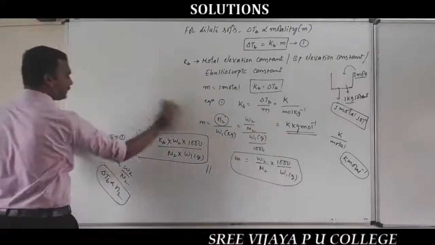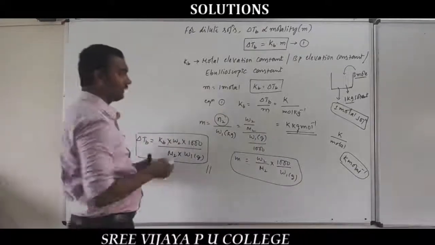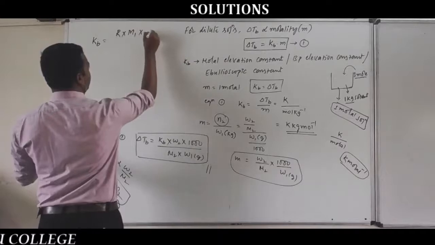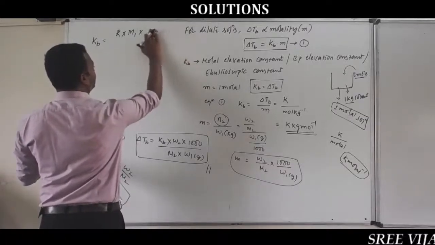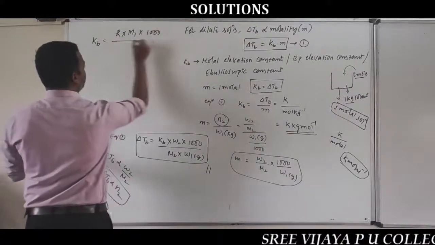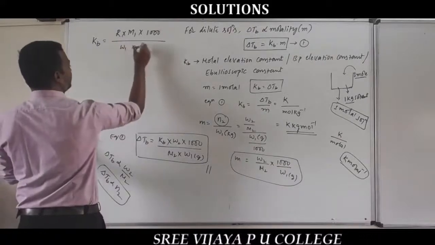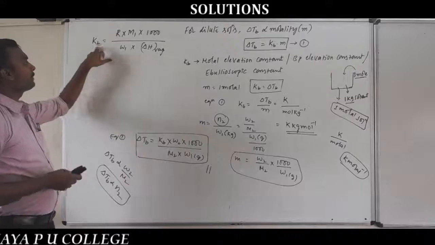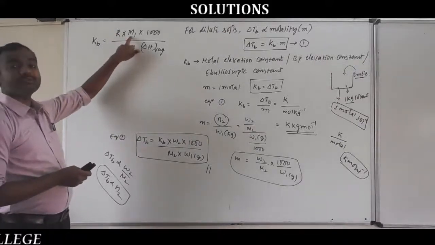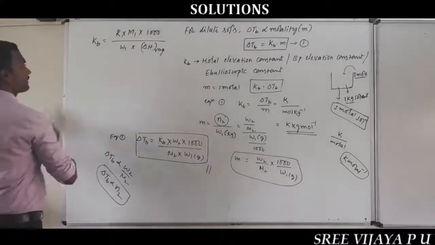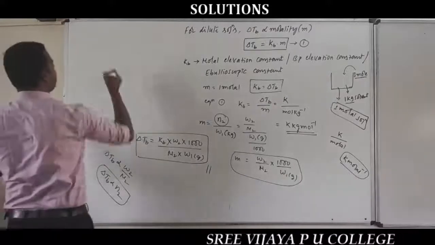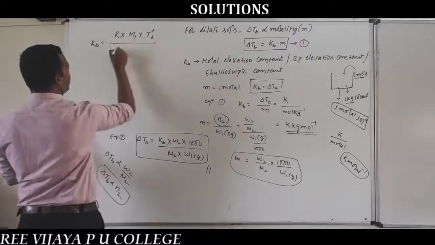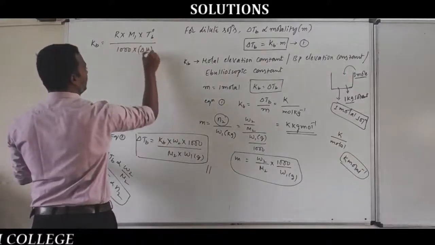There is a particular equation to find the Kb value, but there is no derivation, just the direct equation is given. Kb is equal to R into M1 into delta H... sorry, 1000 divided by W1 into delta H vaporization. So this is very important. To calculate the Kb value, sorry, the equation is: Kb is equal to R into M1 into T0B divided by 1000 into delta H of vaporization.